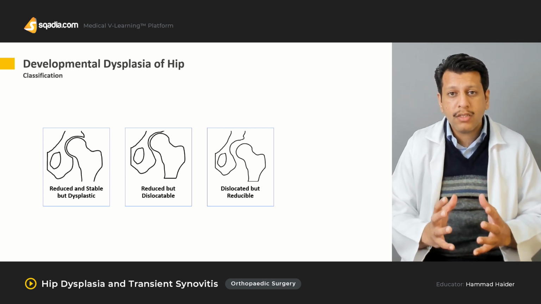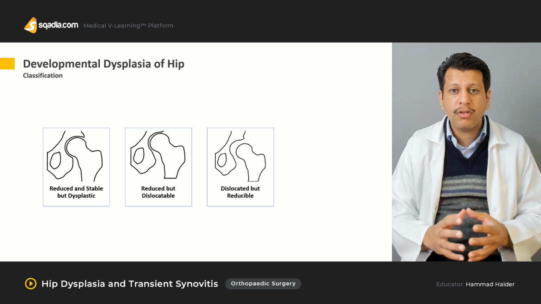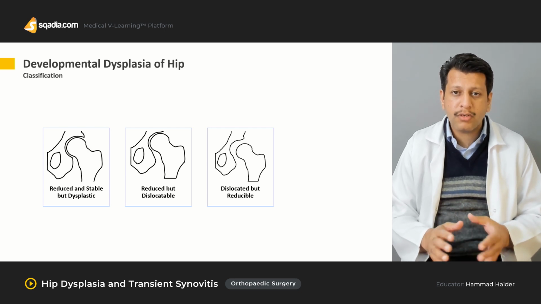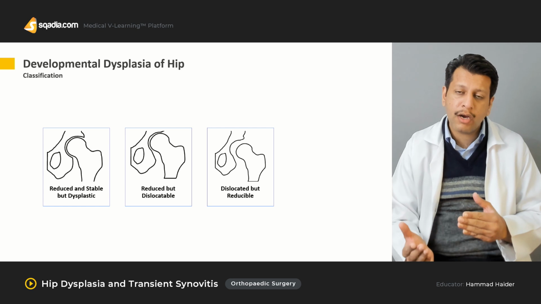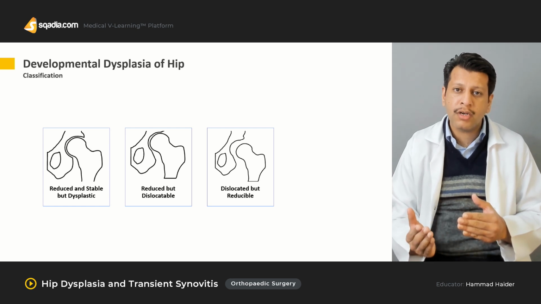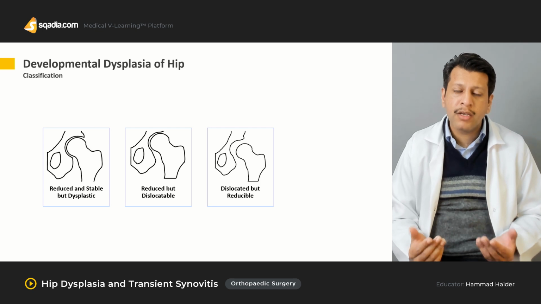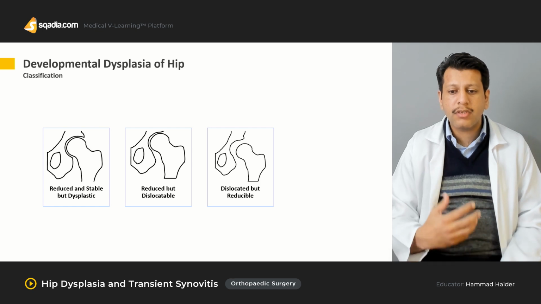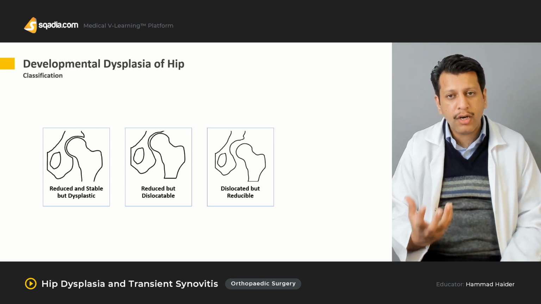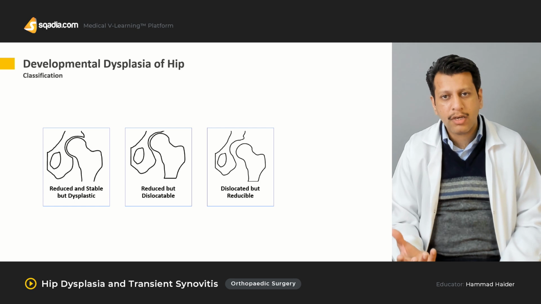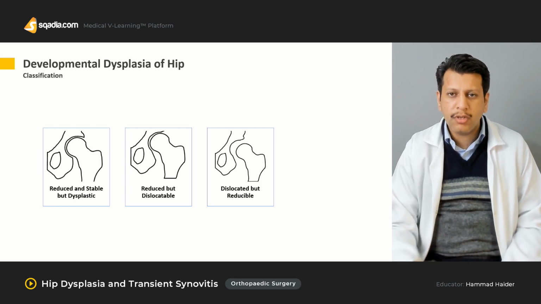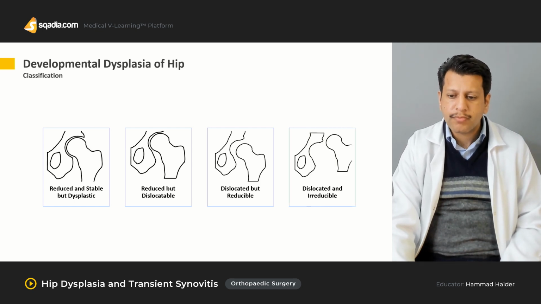When you see the Barlow is actually already positive and the patient, usually the hip is already outside the acetabular socket. But when you do the Ortolani, it actually comes back in. But it's so unstable that it goes back out quickly. Therefore, this is a kind of hip in which the head is already dislocated and lying outside, but it's still reducible with a certain maneuver.